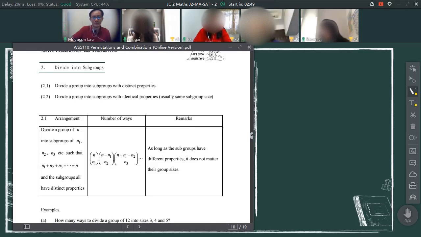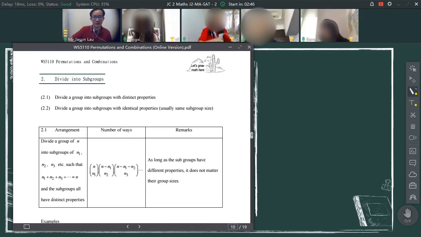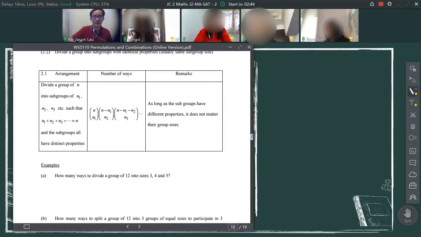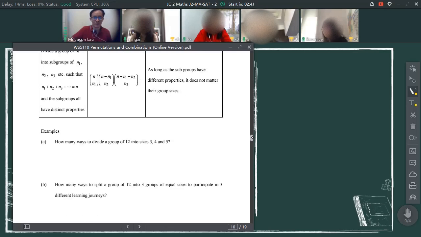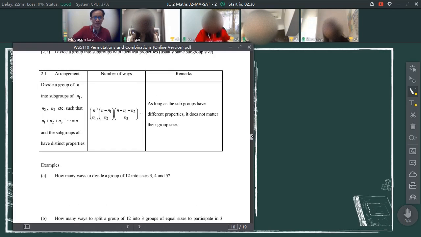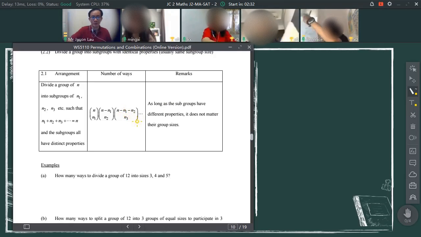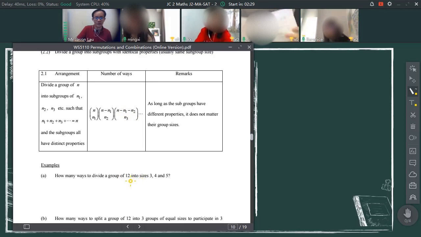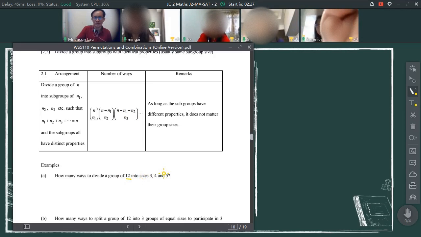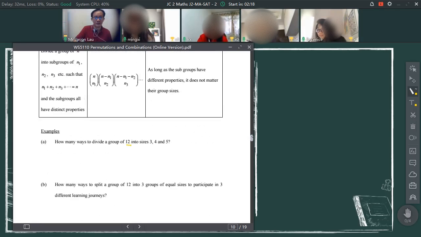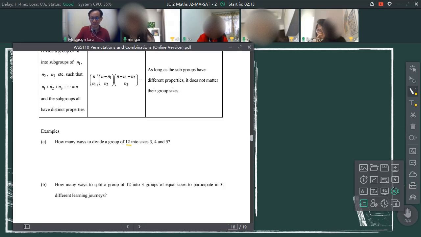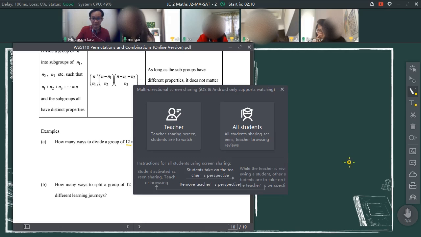Some of the P and C will involve dividing into subgroups. Okay, so since you all have been doing permutation and combination, right? So let's look at this question. This one is on dividing a group of objects into subgroups of objects. So let's say we want to divide a group of 12 into sizes 3, 4, and 5. So what is the expression for it?